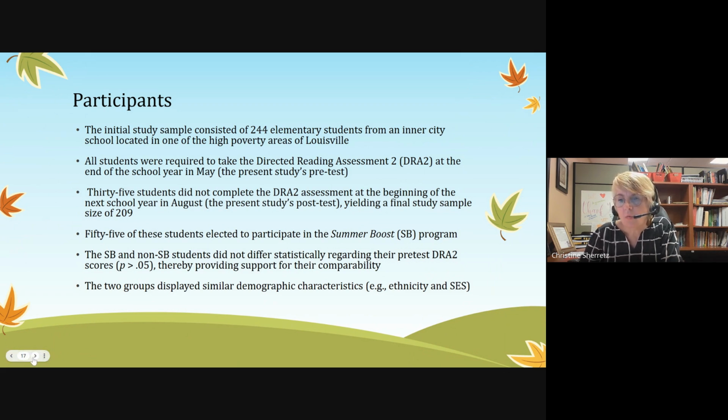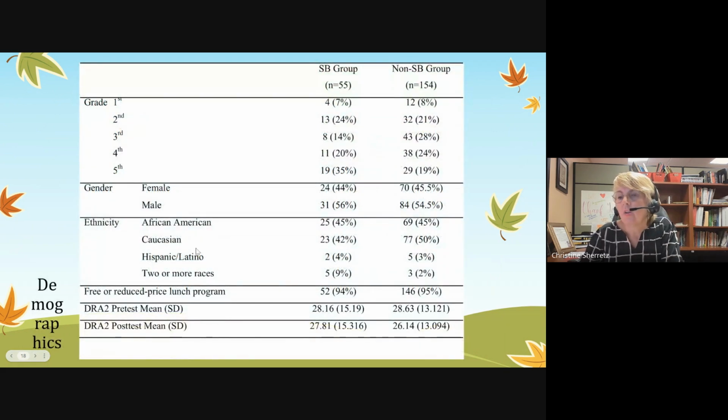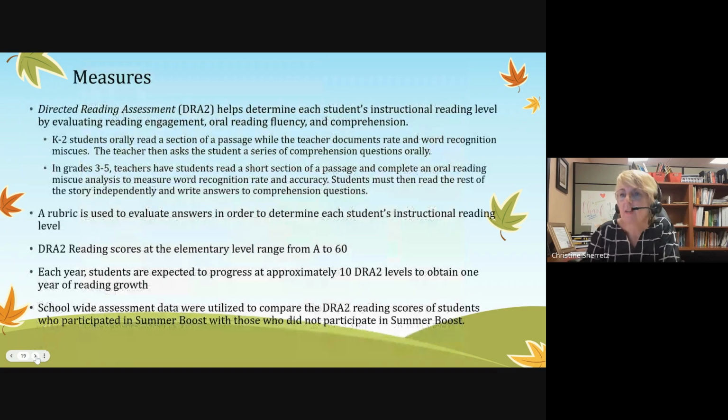Okay, so let's go over what we did. Here are the statistics that show how many in each grade, how many in the summer boost, how many in the non-summer boost, and then male, female. You can see we had a large number of African American and Caucasian students. Mostly it was pretty evenly distributed. 94% of our students got free lunches. So that was a commonality.